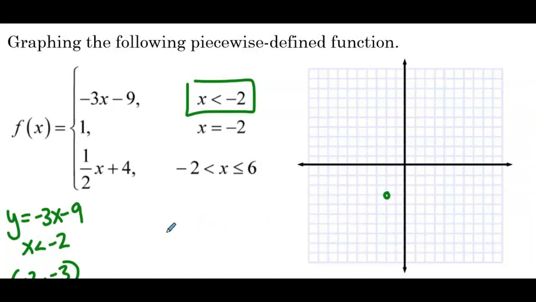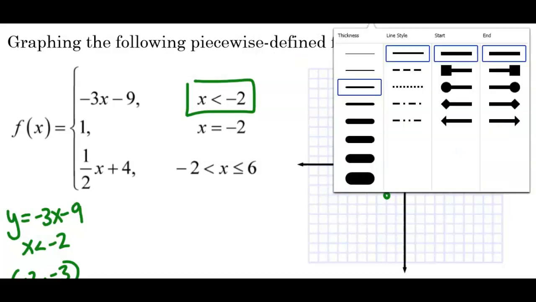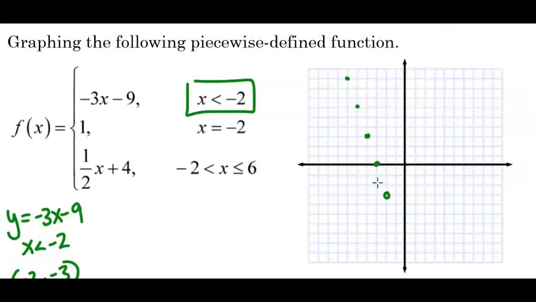Now normally, with a slope of -3, we'd go down 3 to the right 1. But the issue is that's at x equals -1. That's not less than -2. So instead of going to the right, we need to go to the left. So instead of going down, we'll go up 3 to the left 1, up 3 to the left 1, up 3 to the left 1, up 3 to the left 1, and we'll connect our points with a line. And there's our first piece.